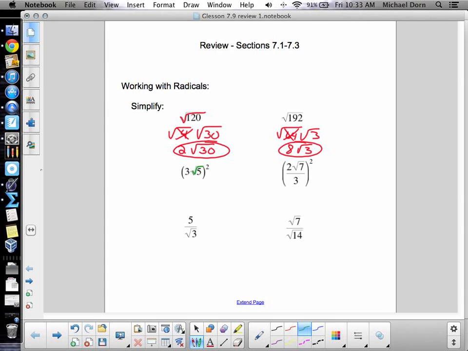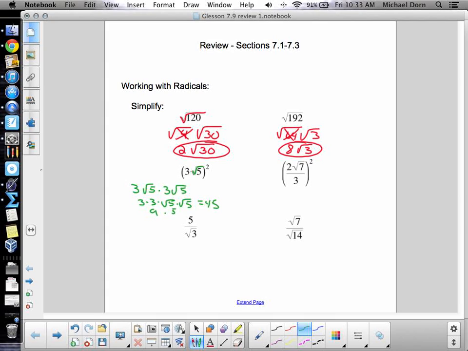So 3 root 5 squared, remember what that means is 3 root 5 times 3 root 5, or 3 times 3 times root 5 times root 5. I'm just doing a full expansion. You don't have to do this. That's not necessary. I'm just explaining where it comes from. So that's 9 times 5, or 45.